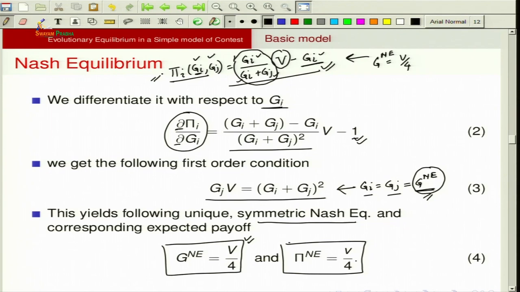Okay. So, I will again repeat. We got this expected payoff for both the players. I wrote this for player number I, and then if I differentiate it with respect to GI, after partial differentiation I get this equation. While solving and putting GI equal to GJ equal to some common value GNE, the equilibrium value for symmetric Nash equilibrium, I get this unique and symmetric Nash equilibrium as GNE equal to B by 4. That is, in equilibrium, both the players will expend B by 4 as their efforts to win the prize of value V. And if we put this GNE in the payoff equation, then we get that the expected payoff of both the players will be B by 4. Okay? So, this was Nash equilibrium.